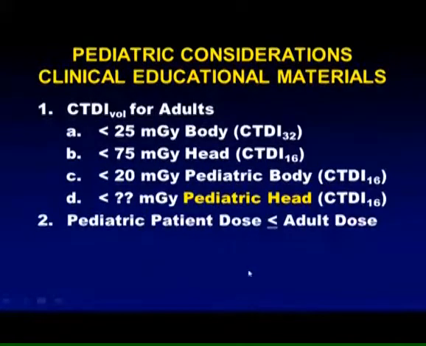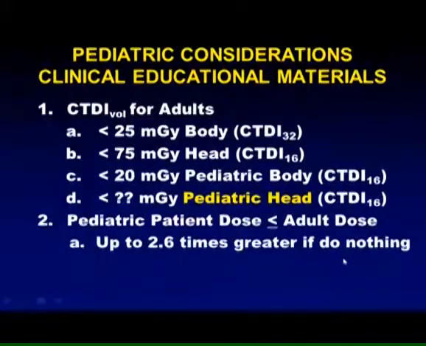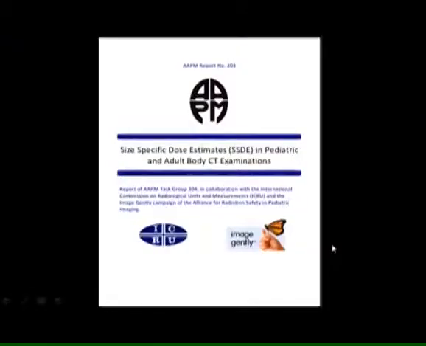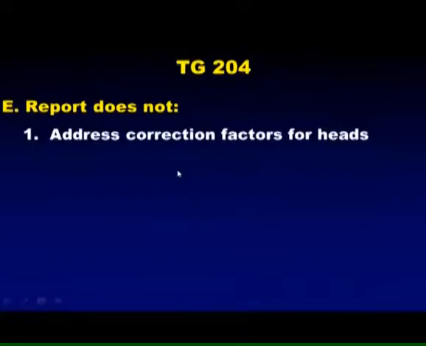So the pediatric patient dose should be less than or equal to the adult dose, and again, it would be 2.6 times greater if we did nothing. As a result of that dilemma, the AAPM put together the task group. We developed this report. You notice that the title says that it's for pediatric and adult body CT examinations. It means it's also good for bariatric patients. Notice that it applies to all body exams, so thorax, abdomen, and pelvis.